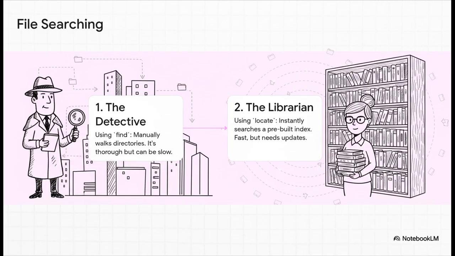Then you've got locate, which is the librarian. Instead of walking the streets, it just goes to its index, its card catalog, and looks up where the file is. The result? It is blazing fast. The only catch is that it's only as accurate as its index, which needs to be updated every now and then.